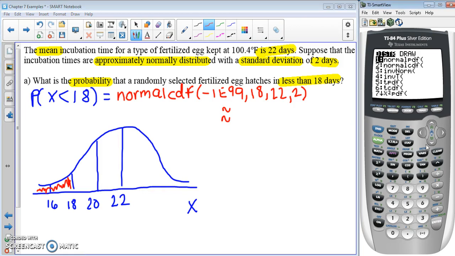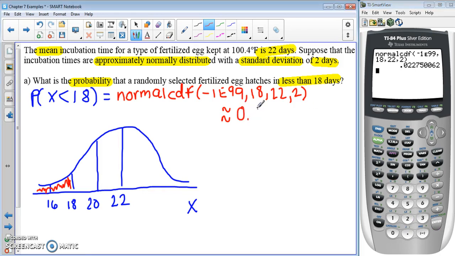So second VARS, 2, negative 1E99, comma 18, comma 22, comma 2, and close our parenthesis and enter. So 0.0228, there is our probability.